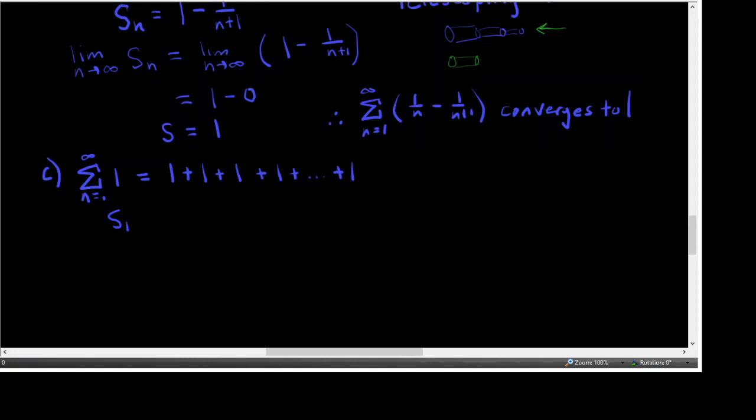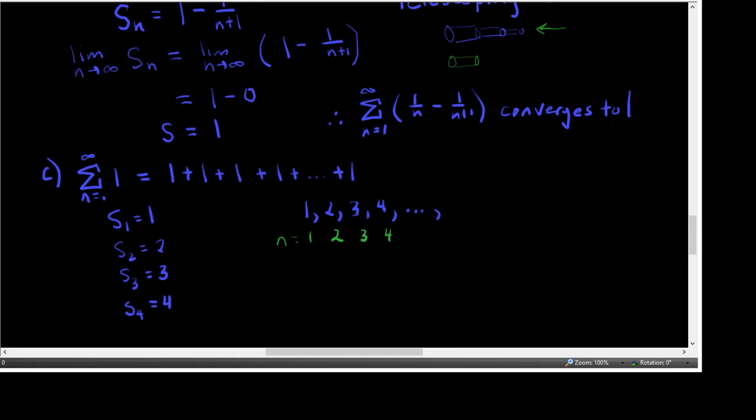So the first partial sum is 1. The second partial sum, 1 plus 1 is 2. Third partial sum is 3. The fourth partial sum is 4. So the sequence of partial sums is 1, 2, 3, 4, etc. The nth term is going to be, well, let me write this down below it because that does tend to help.